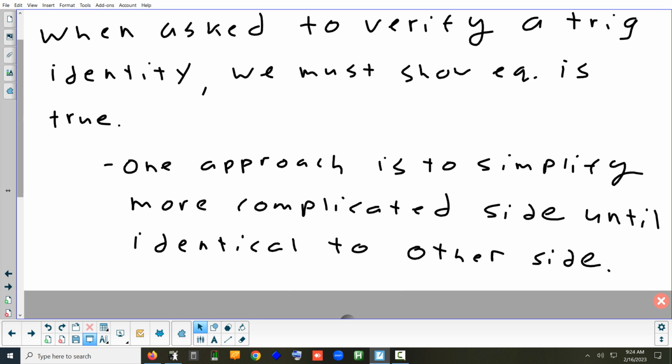So this is the approach that we're generally going to do when we have a verify problem. They'll give you something more complicated, and then they'll give you something simpler on the other side. We are always going to take the more complicated side and work with it until we simplify it, and it becomes the same as the other side. It's much easier to take something that looks complicated and simplify it than to do the reverse of that. You don't want to take something that looks simple and try to complicate it.